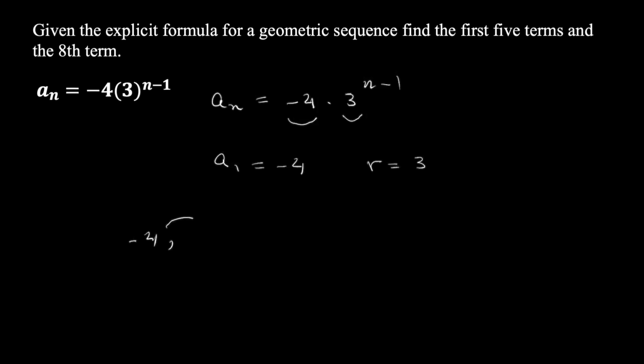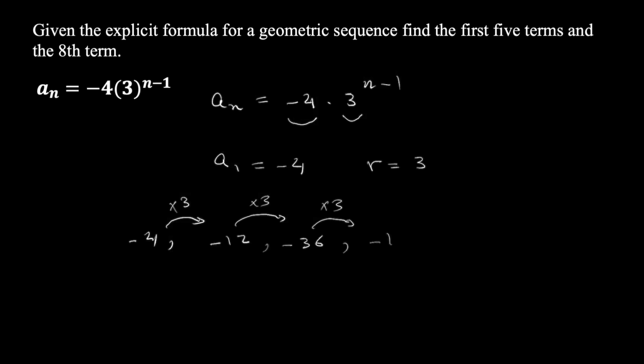multiply -4 by 3, you get -12. Multiply -12 by 3 is going to be equal to -36. And similarly, -36 times 3 is going to be equal to -108. And then -108 times 3 is going to be equal to -324. Now we got the first 5 terms.